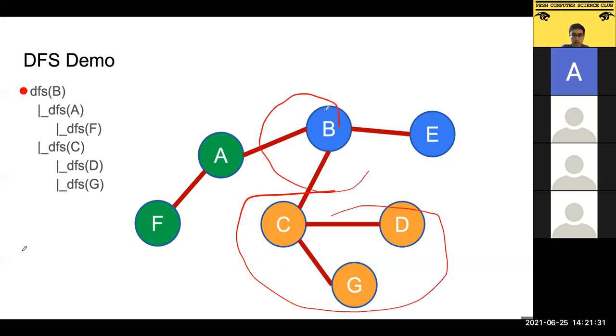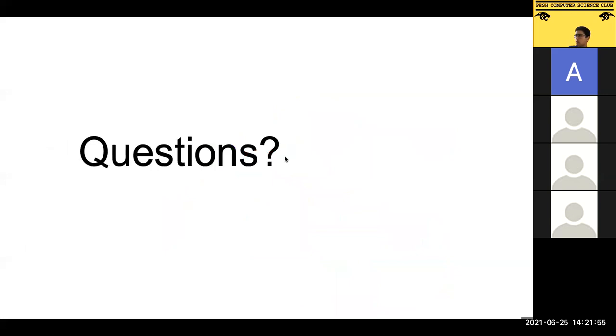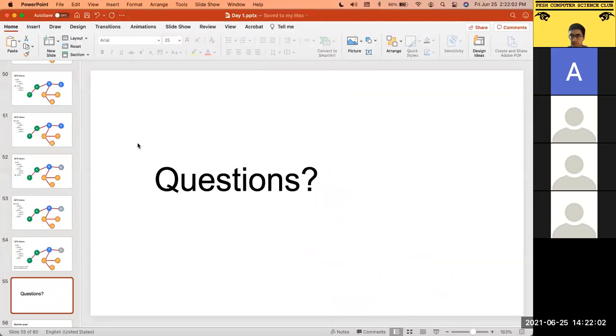Now we're at B, and there's only one vertex we haven't visited, which is E. So we go to E, and once again, there's nothing to go to from E. So we go back up to B, and we're done with our DFS because there are no more vertices to visit. So that's just the general way that a DFS works. Are there any questions about that? Okay, great. We'll code a DFS.